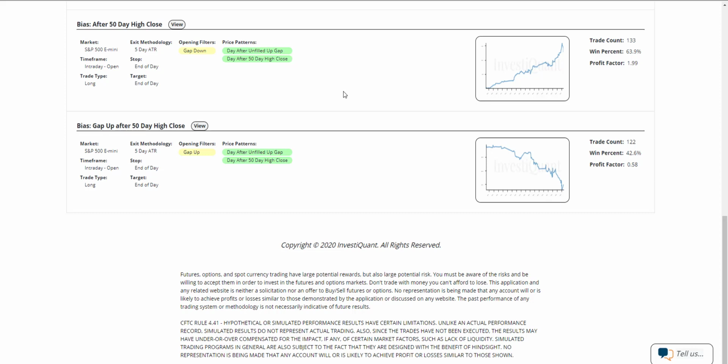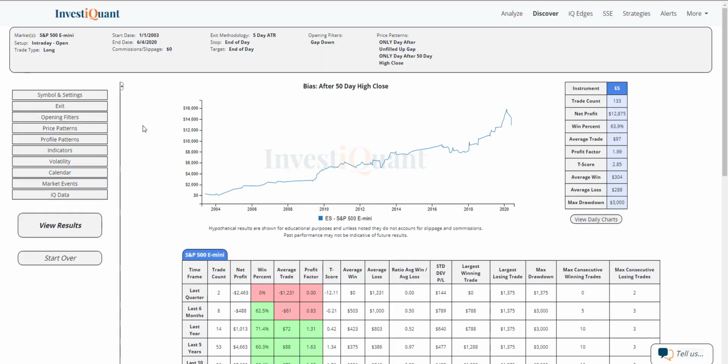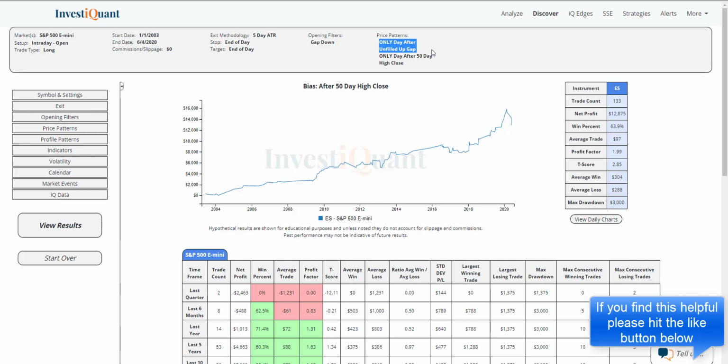These biases are preloaded in here just to give you some ideas to look at on a daily basis. This one is called bias after 50-day high close. The pattern is the prior day had an unfilled up gap. So it gapped up above the prior day close and never touched that price, and it also closed at a 50-day high.